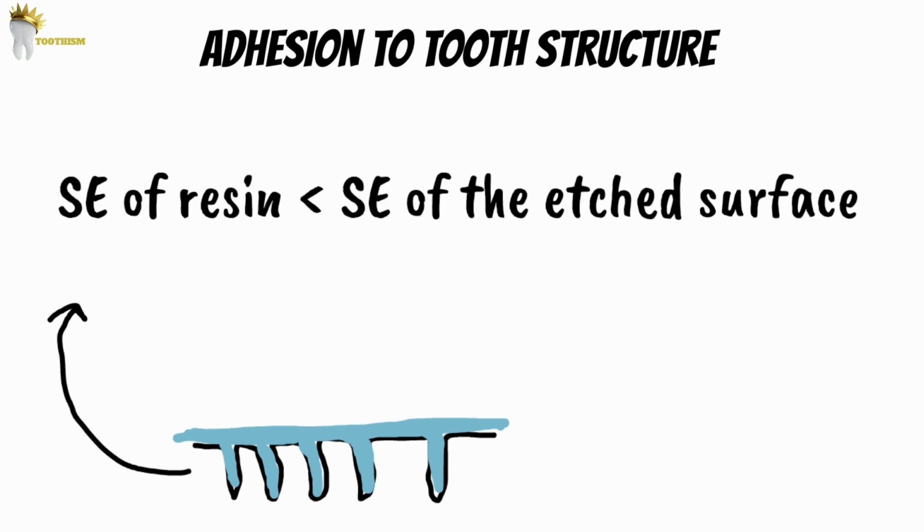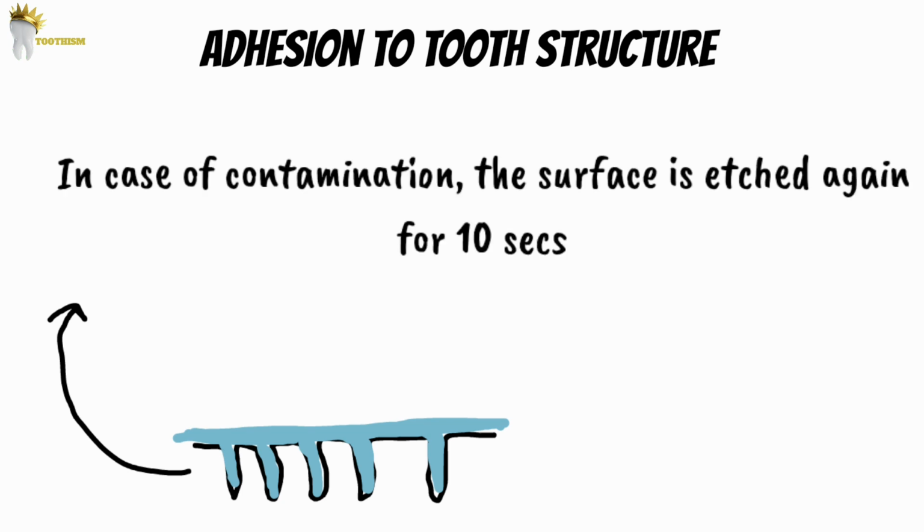For adhesion to occur, the surface energy of the resin has to be less than that of the etched surface. So even momentary contact with saliva or blood can prevent effective resin tag formation and severely reduce the bond strength. If contamination occurs, the contaminant should be removed and the surface should be etched again for 10 seconds. There's one more thing we need to understand.